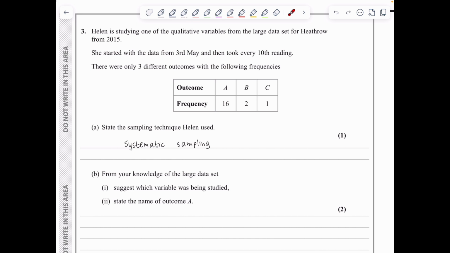In part B, we need to use our knowledge of the large dataset to suggest which variable is being studied, and we need to state the name of outcome A. Well, we don't have a lot of qualitative variables in the large dataset. One such variable is the daily mean wind speed, the Beaufort conversion, which happens to be the variable being studied here because it is heavily dominated by the outcome light. As we can see here, outcome A appeared 16 out of the 19 times in total. So we're looking at the daily mean wind speed with A being associated with light.